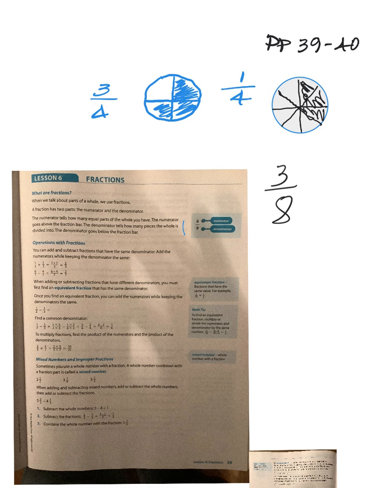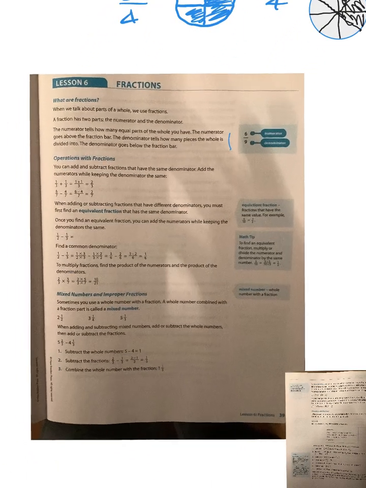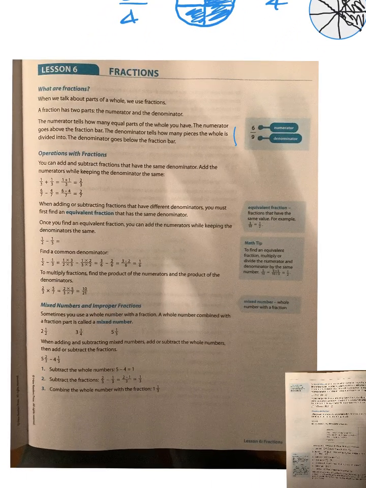So let's get this junk out of the way and look a little bit more at this page here. So operations with fractions. Operation means addition, subtraction, multiplication, and division. Those are your 4 operations. So you can add and subtract fractions that have the same denominator, if you remember right.